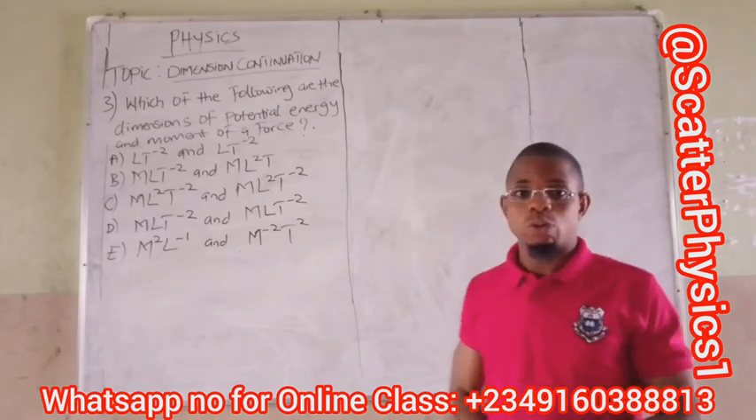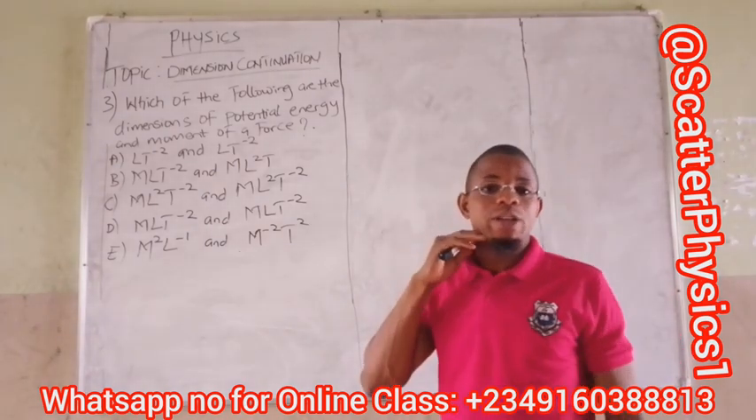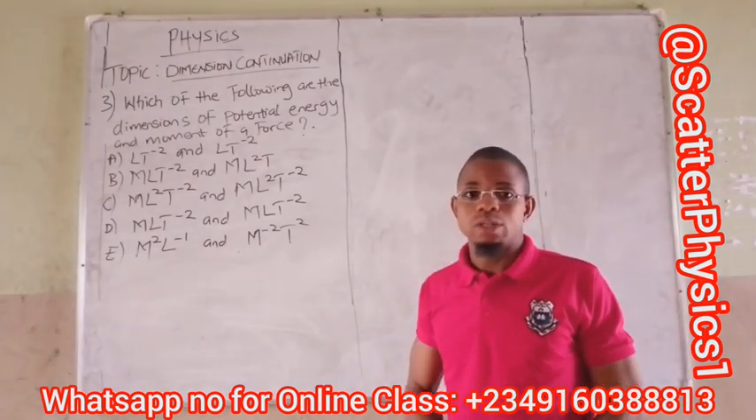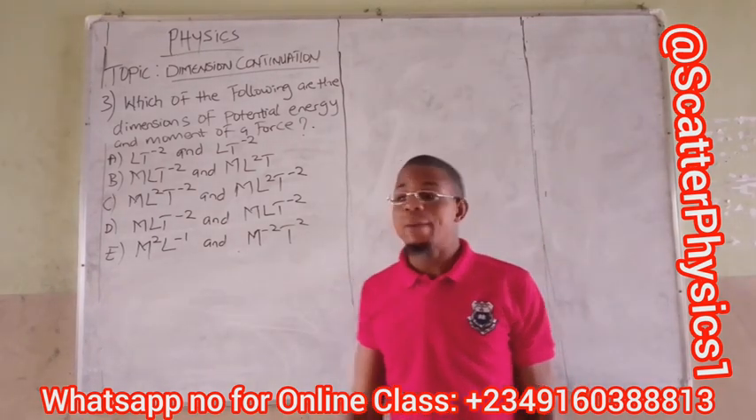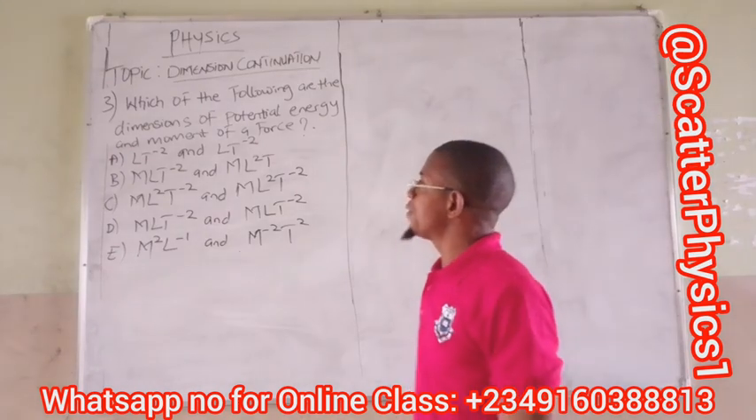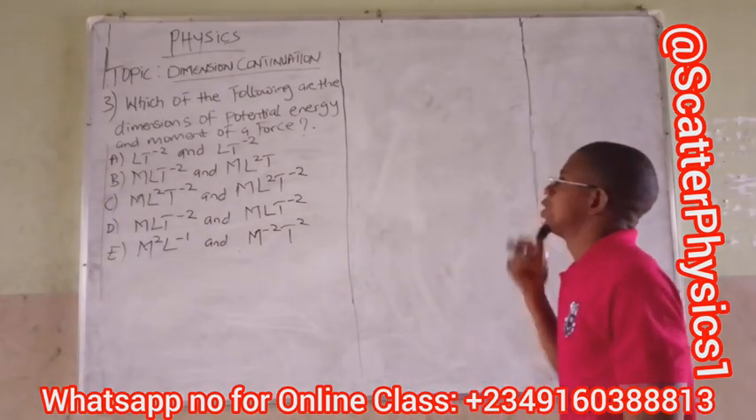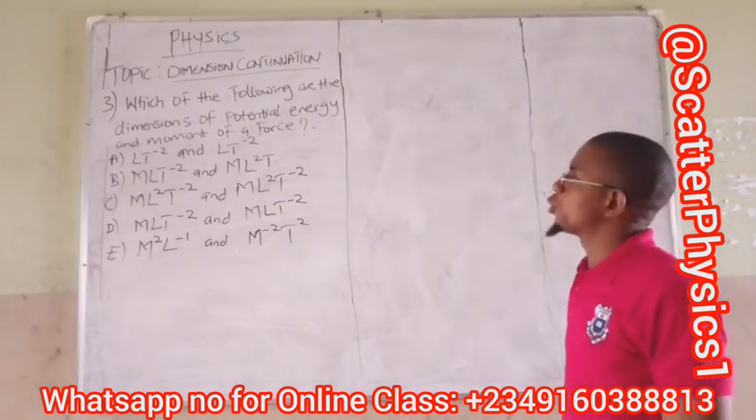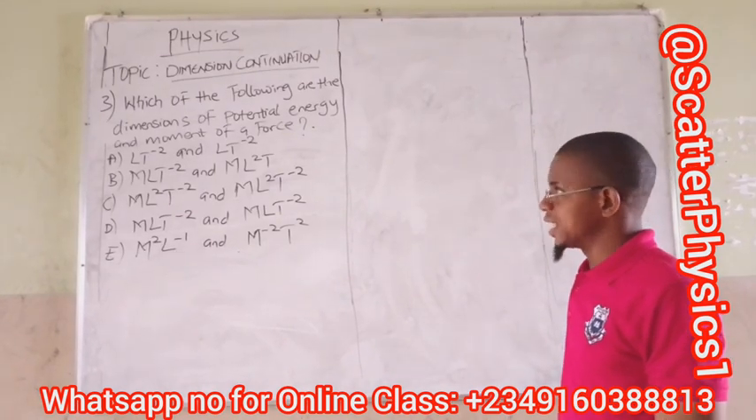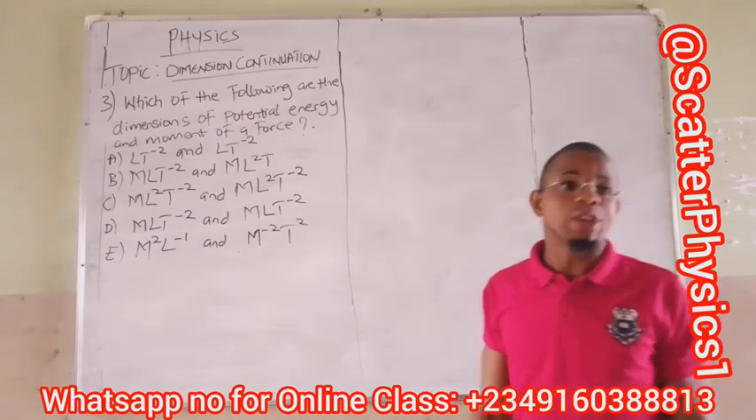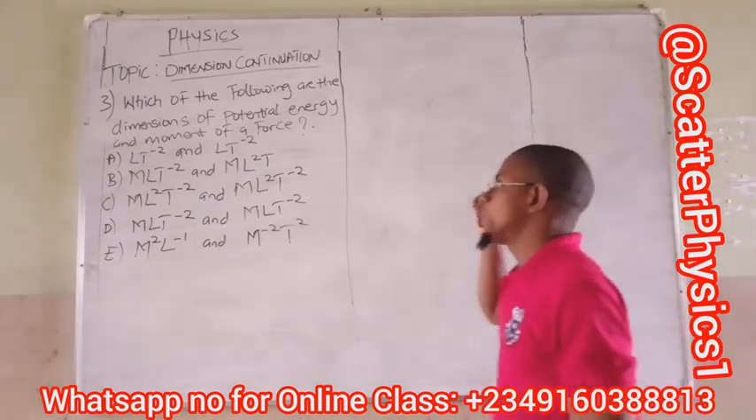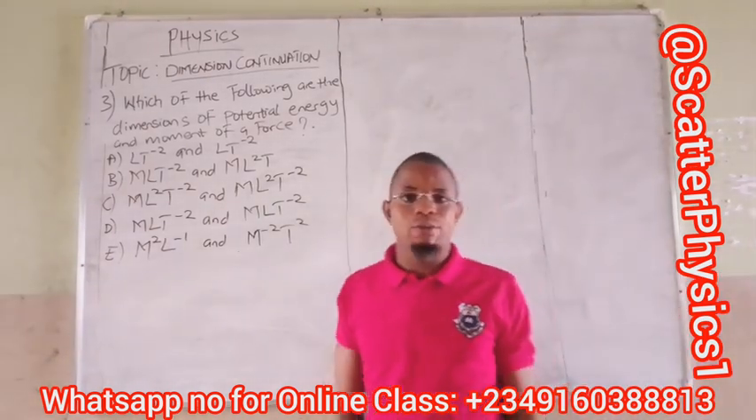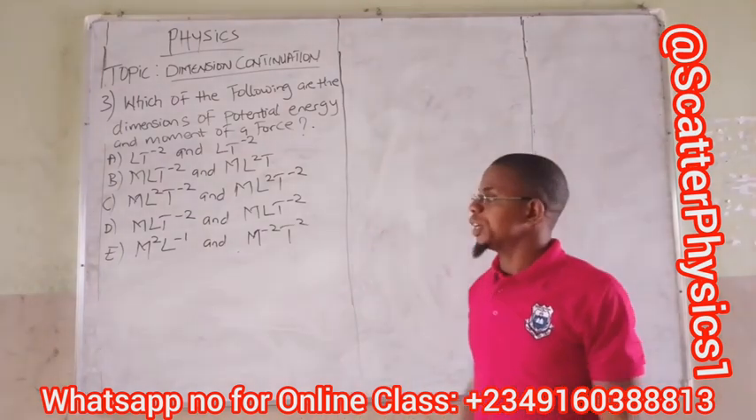Please, let's go straight to what we have today. We are still in our dimension. This is a continuation of our dimension questions. We have the question: which of the following is the dimension of a potential energy and the moment of a force? If you look here, we have five options, A to E.